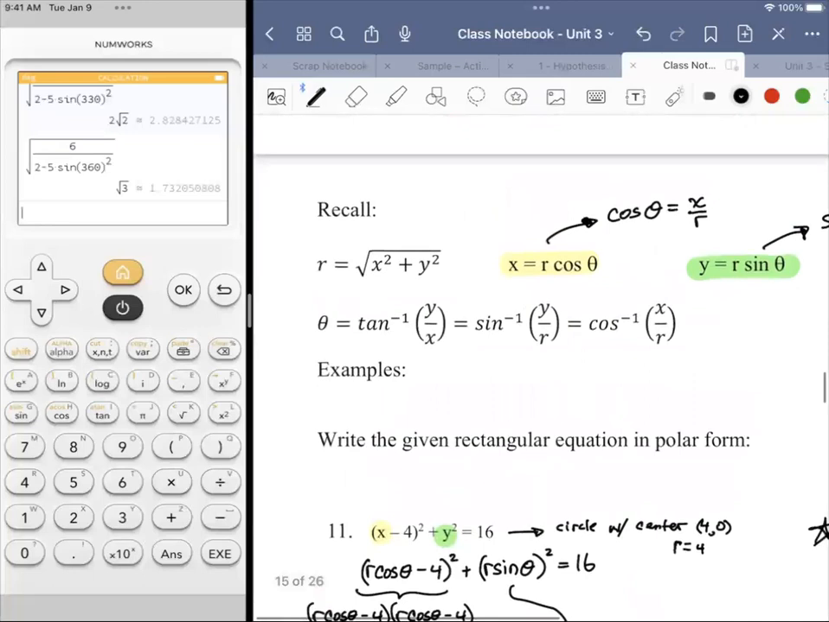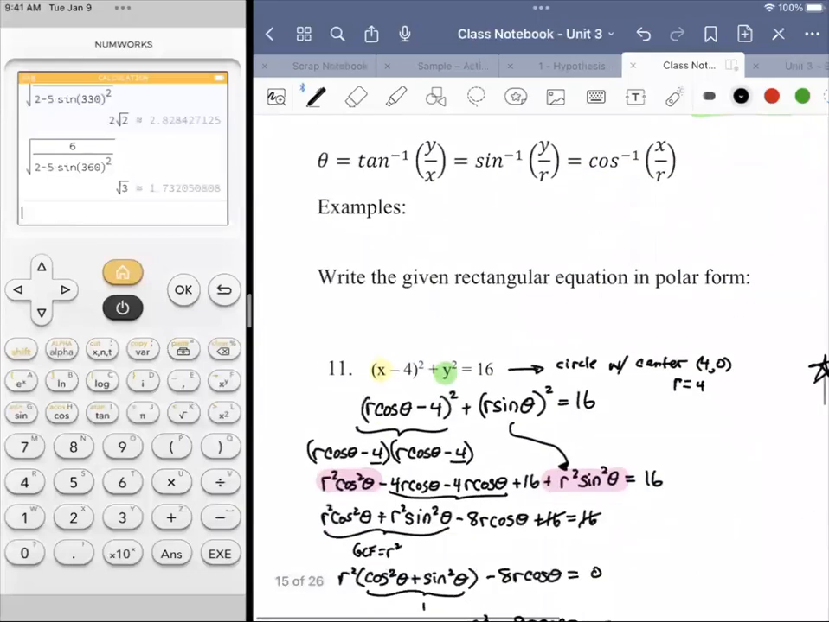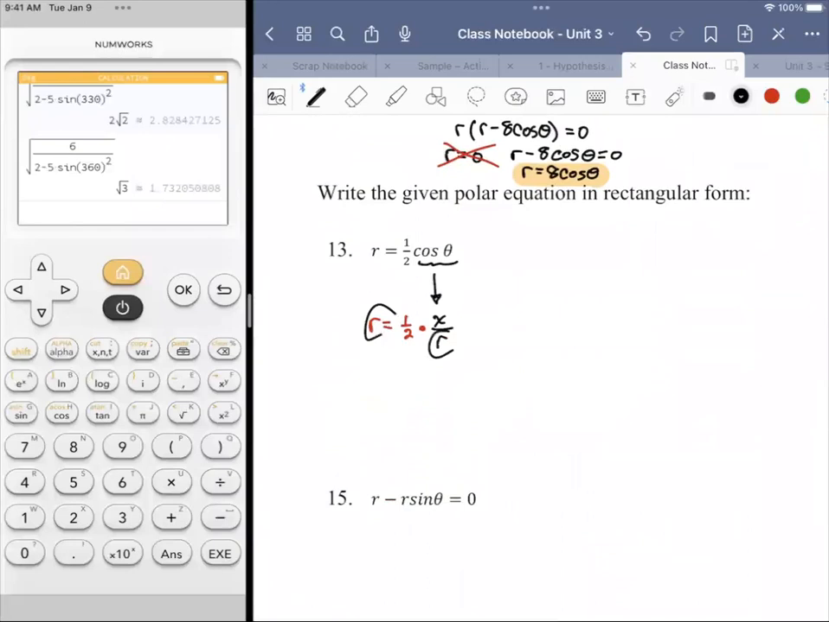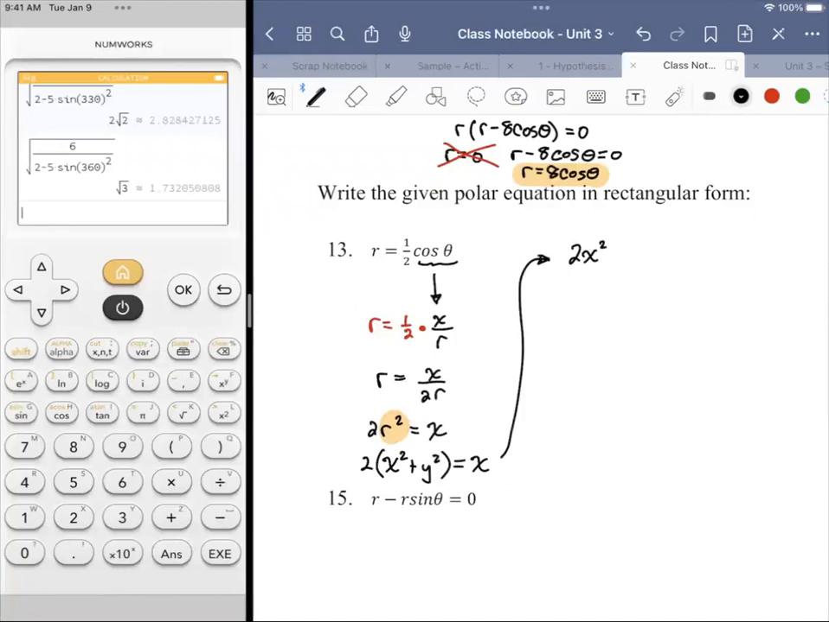Something else to keep in mind is we got this from the relationship that x squared plus y squared is equal to r squared. So I can replace any r squared with an x squared plus y squared, all right? So if I can somehow put these two together, that would work. Let me clean it up a little bit first. We have r equals x over 2r. Cross multiply, 2r squared is equal to x. Now I can replace the r squared with an x squared plus y squared, and that would be equal to just x. I could also distribute the 2: 2x squared plus 2y squared equals x.